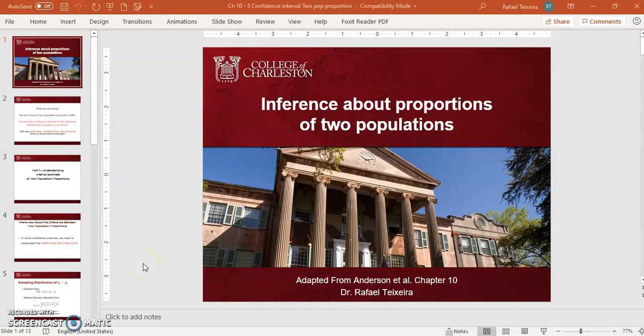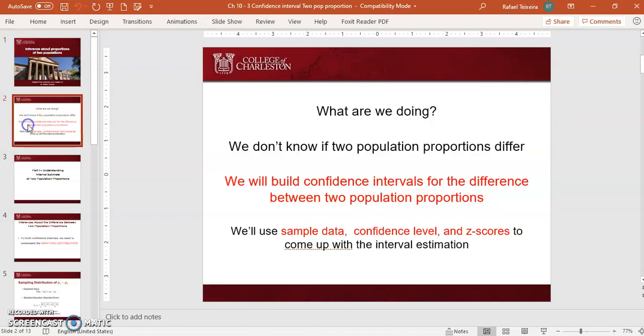Hi, this video is to talk about the inference about proportions of two populations. This is chapter 10, and what we're doing is we don't know if two population proportions differ, and we're going to build a confidence interval for the difference between the two population proportions. And remember, we don't have access to the entire population, so we're going to use sample data, and we're going to establish some confidence levels and find the z-scores related to this confidence level to come up with the interval estimation for these differences.